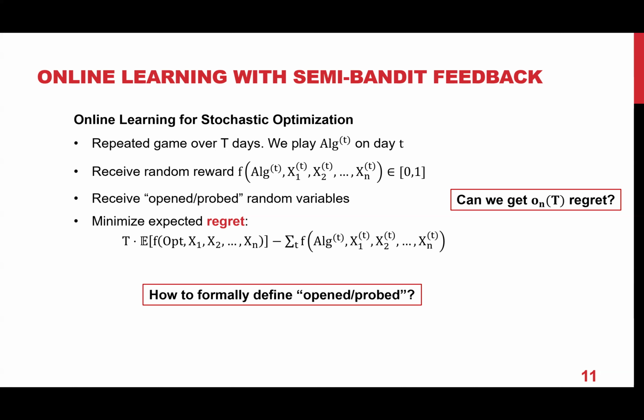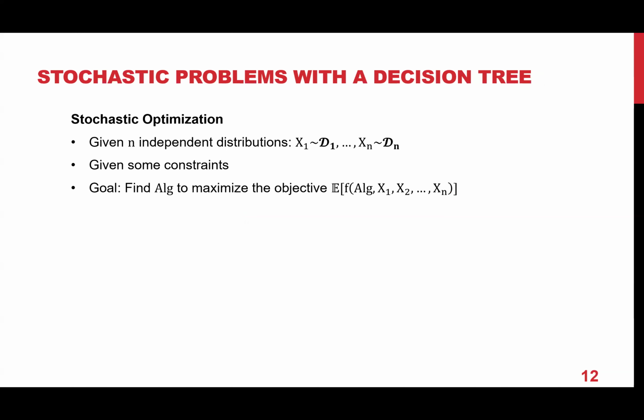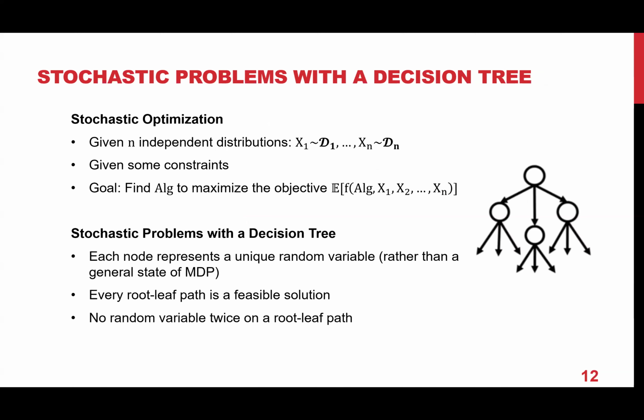So now how do I formally define opened or probed? This is again going back to what we saw in the first lecture, the decision tree. Recall how we defined the stochastic optimization problem. In general, you have n random variables and distributions and some constraints, and you want to maximize or minimize your objective function. For many of these stochastic problems, in general, it's an arbitrary decision tree or an MDP. But now focus on a class of stochastic problems where you have additional properties on this decision tree.